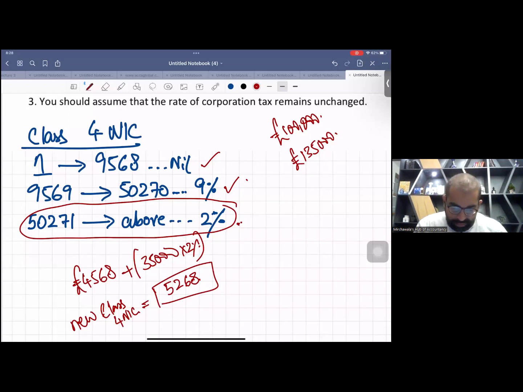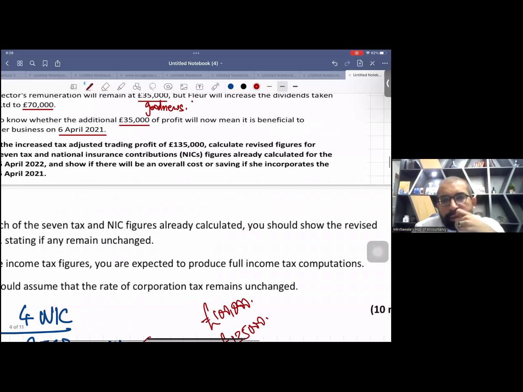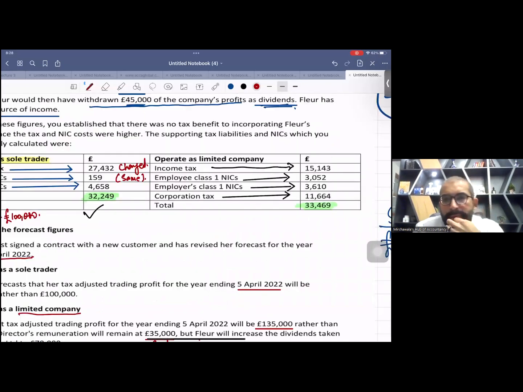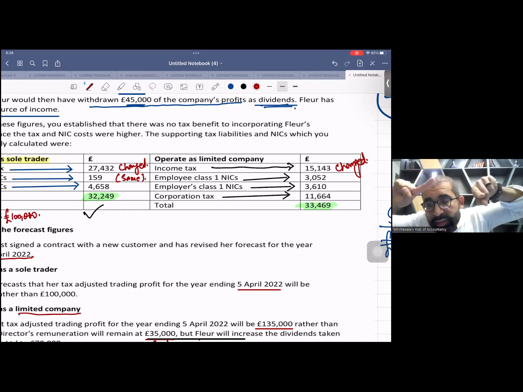Now, next thing, as a company, students. The second option is operated as a company. Look at the screen. As a company, income tax should be changed, because previously she was receiving 35,000 salary from the company and 45,000 dividend. But now, as you know from the question, she's receiving the same 35,000 salary, but 70,000 dividends.